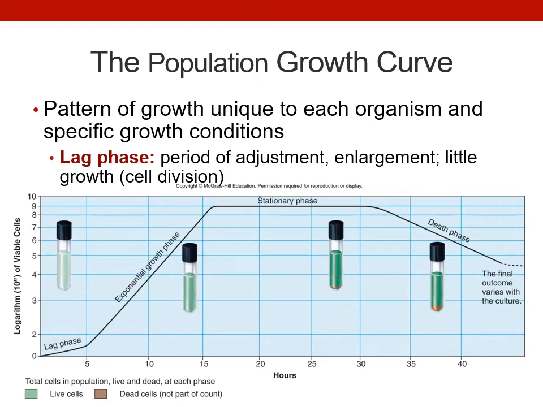The first stage is the lag phase. This is a period of adjustment. The cells are adjusting to the new environmental conditions of the growth medium, and they are becoming larger in size, preparing new cellular components before they begin to divide. At this stage, there is very little cell division.